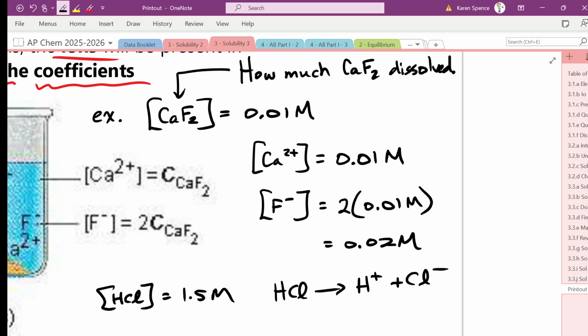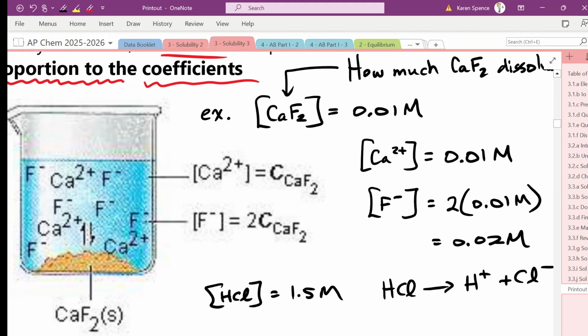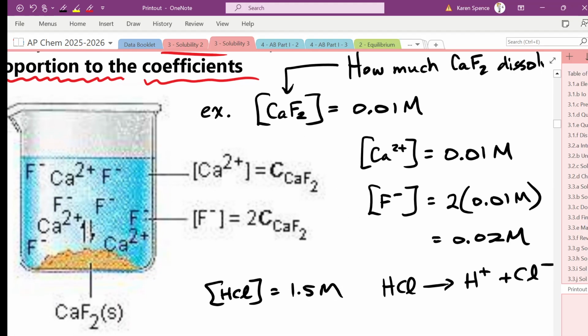Yeah? So for calcium fluoride, not all of it dissolved, but how much of it did dissolve? 0.01 moles dissolved in 1 liter. And then the rest of it did not. So let's say I put in 2 moles, you'd still be left with 1.99 moles undissolved.